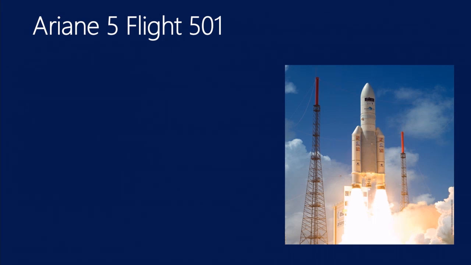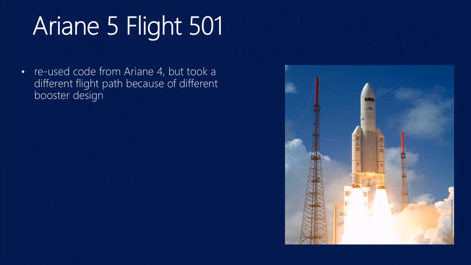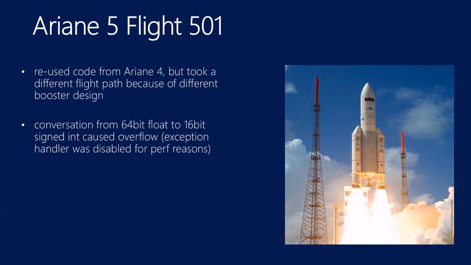We'll pick on Europe for a minute. This is the Ariane 5. This was a really expensive mistake. They actually reused a lot of code from the Ariane 4. Generally speaking, code reuse is good. It worked for Ariane 4, right? But unfortunately, they took a different flight path, and it caused some kind of divide overflow, and this rocket ship exploded. Fortunately, nobody was killed, but it was about a $500 million mistake.